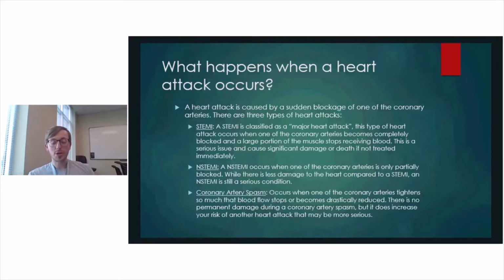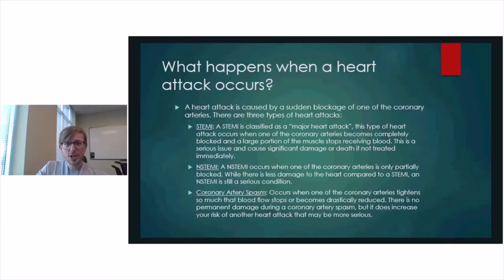So that occurs when there's no blockage within the heart caused by cholesterol or anything like that. But it's caused when one of the coronary arteries tightens so much that it can drastically reduce the blood flow from that coronary artery or stop it completely. And there's no permanent damage during this coronary artery spasm, but it does increase your risk of another heart attack that may be more serious, like a STEMI or an NSTEMI in the future.